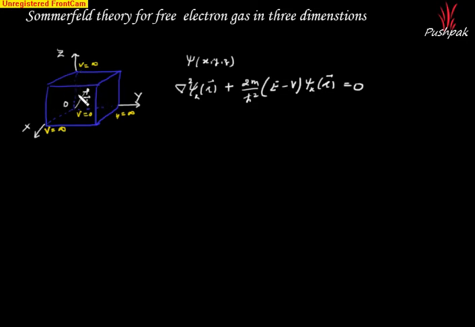So if V is zero here, then this equation will become, because we have to consider a free electron, del square psi k in terms of vector r plus 2m over h cross square E times this psi in the kth state equal to zero. So we consider this equation as equation 1, which represents the state of this electron.